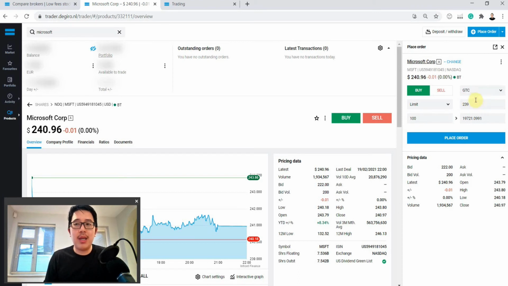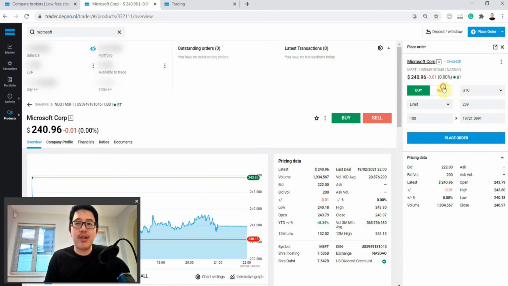With good to close, if the share price drops to 239 maybe a week from now, two weeks from now, or months later, only then will it process the transaction. So you can leave it on good to close as a general rule, but only if you are day trading do you use the day order. Generally, you can just leave it on good to close so that you don't have to monitor the share price. But if you're day trading, then you can use the day order option.